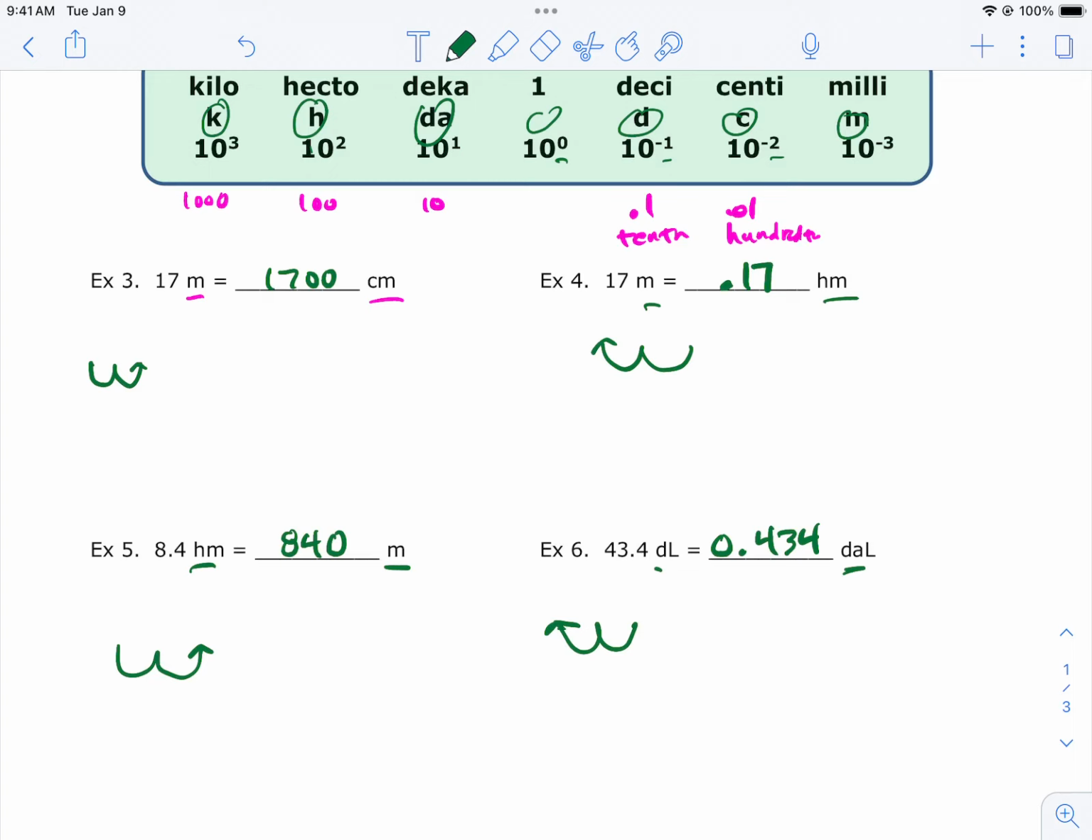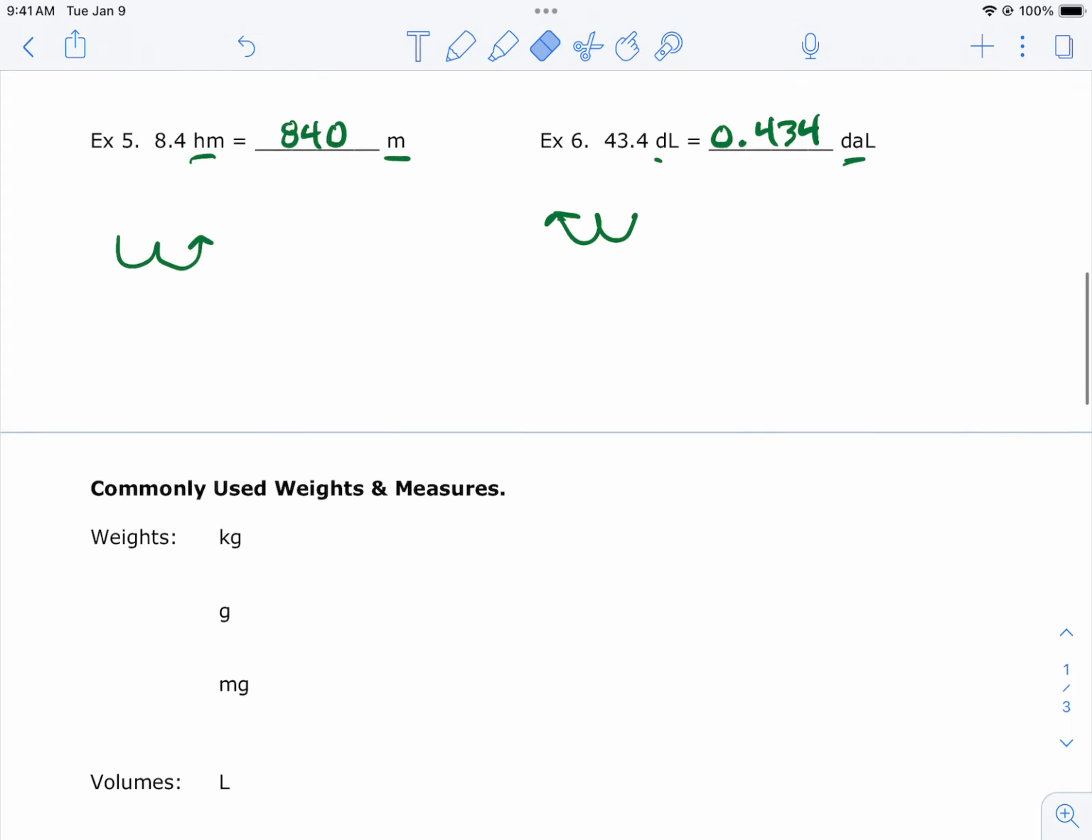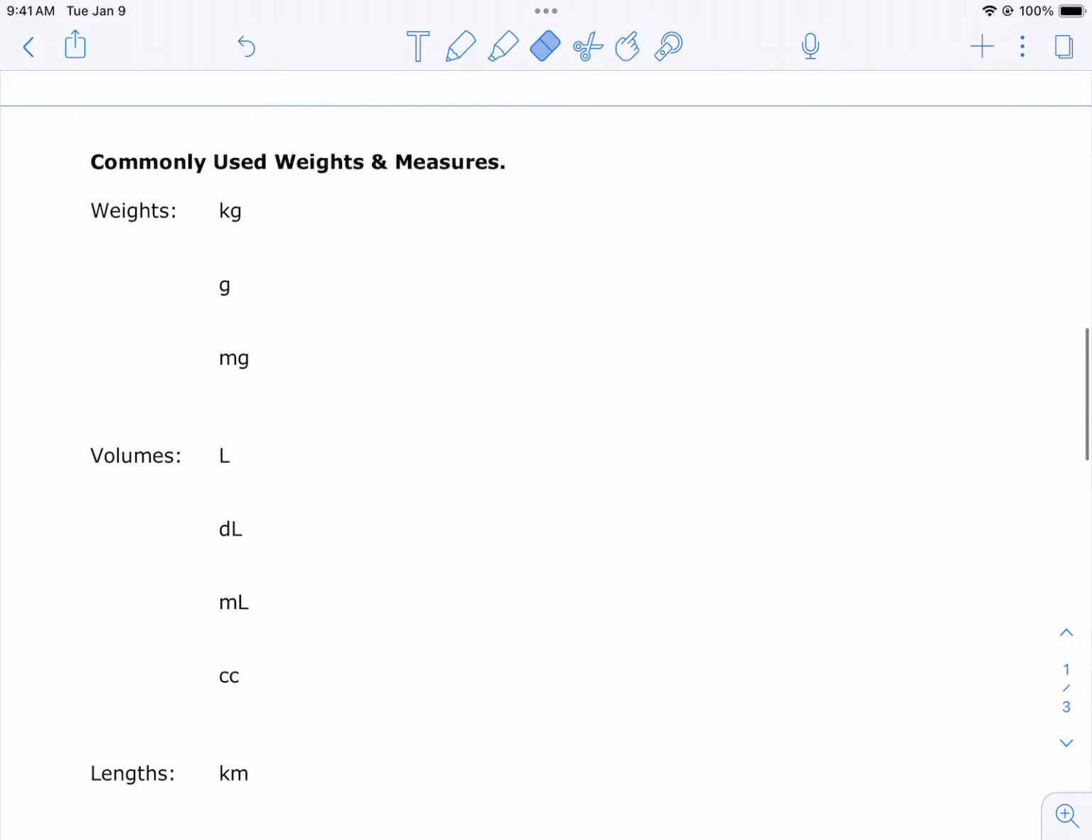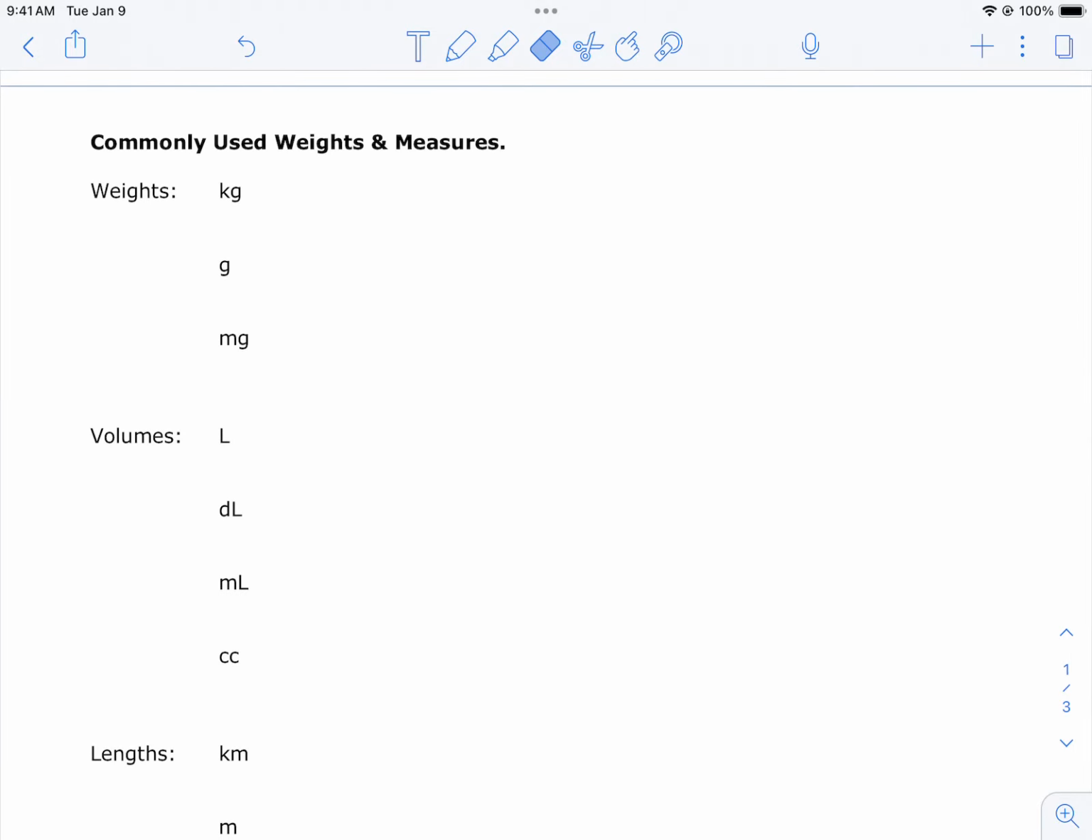A kiloliter, hectoliter, decaliter, liter, a deciliter, centiliter, milliliter. Do we really use all of those? Not really. So what I want to do on the next page is point out what are the more commonly used weights and measures in this metric system that we use. And also we want to have an idea for what they are. So like a kilogram. What's a kilogram? Well, it's 1,000 grams, right? Kilo means 1,000. But that's not really how I want to define it. I want to say, like in real life, how do you know you've got a kilogram?